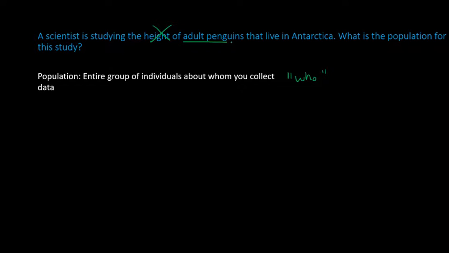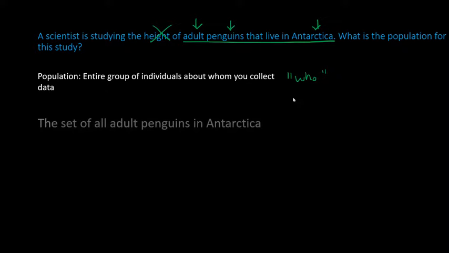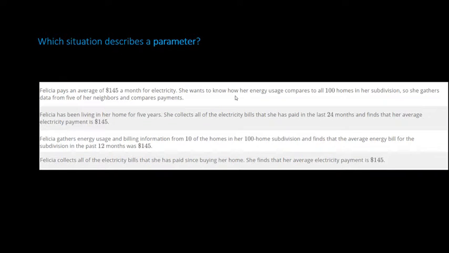We're studying adult penguins that live in Antarctica. And it's important that we specify that they are adults, that they are penguins, and they specified where they're living, right? So if this was a multiple choice question, if it said penguins that live in Antarctica or adult penguins, those would have been incorrect. If the study specifies things like adults or where they live, it's important to specify all of those things when you're identifying the population. So this population is the set of adult penguins that live in Antarctica.